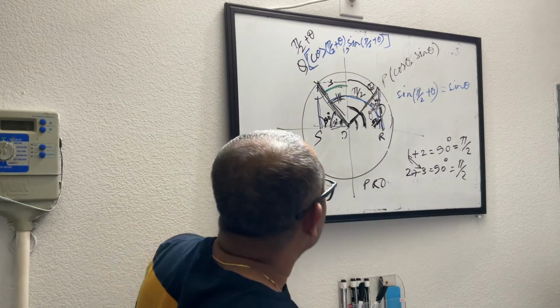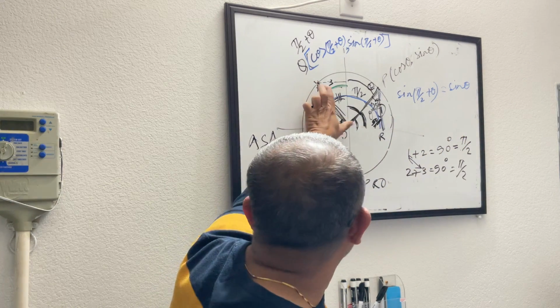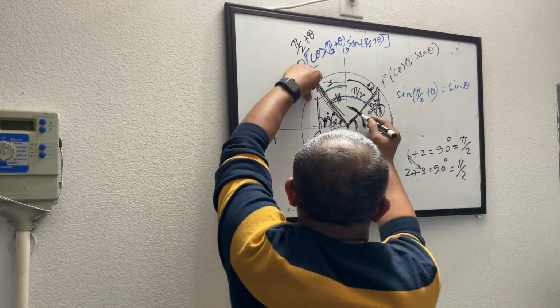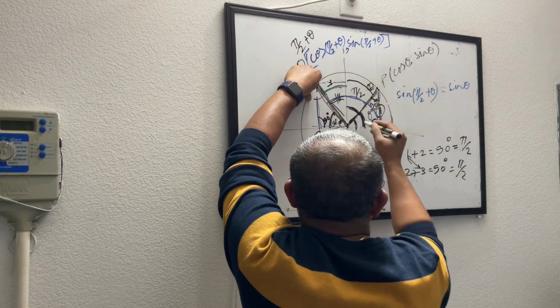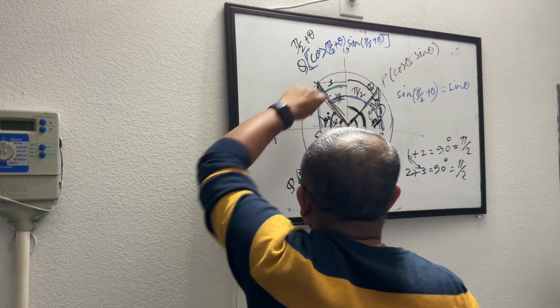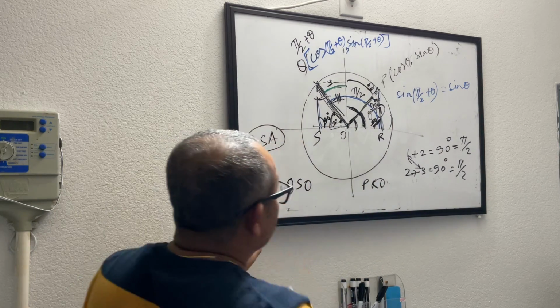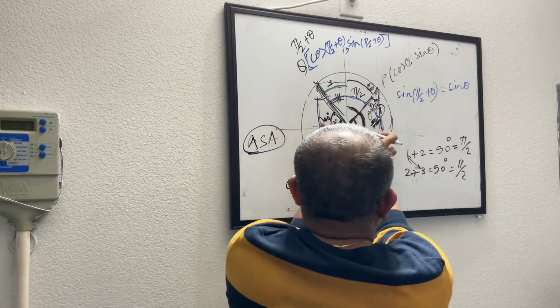Two triangles, regardless of what type of triangle they are, if they have one side and two angles matching, this angle and this angle, this angle and this angle, and the side between them is matching, they are congruent. If they are congruent, that means this side will match. This side will also match.